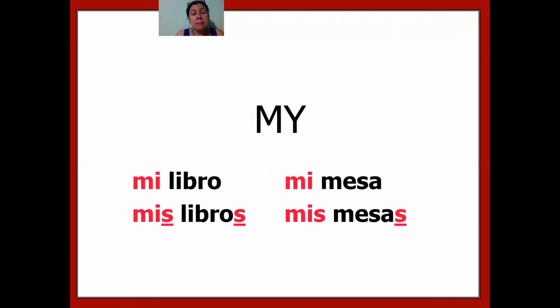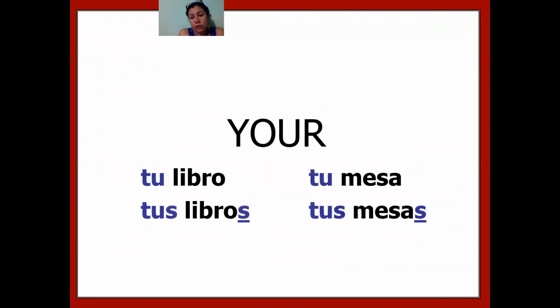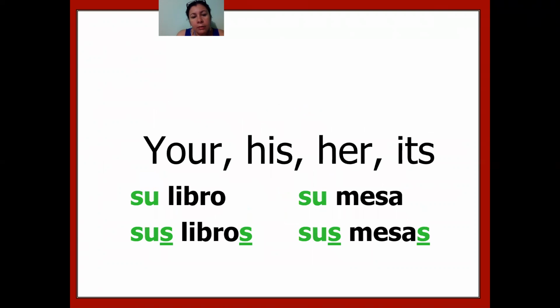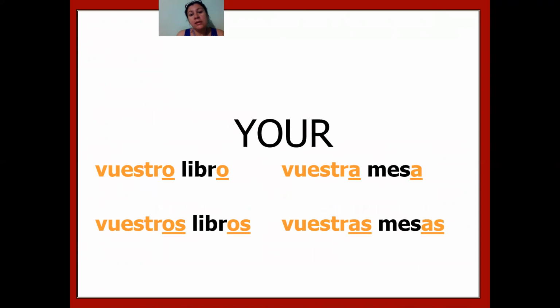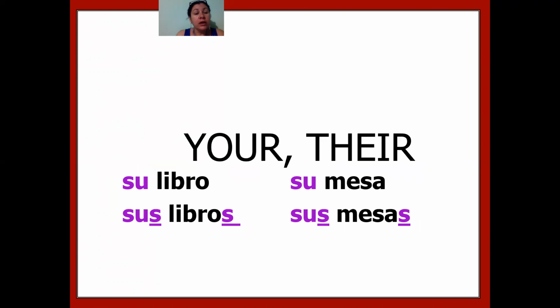Vamos, my is mi or mis, depending on the item, singular or plural. Okay, so we have only two versions of this one. Same thing for tu, libros en tus mesas. We're going to go for su, which could be your, his, her, and its. So that's where the ambiguity comes from. Our, we have four versions: nuestro, nuestra, nuestros, and nuestras. Then your in Spain, we have vuestro, vuestra, vuestros, vuestras, also four versions. Okay? Your and their, again, su mesa, su libro, sus libros, sus mesas.